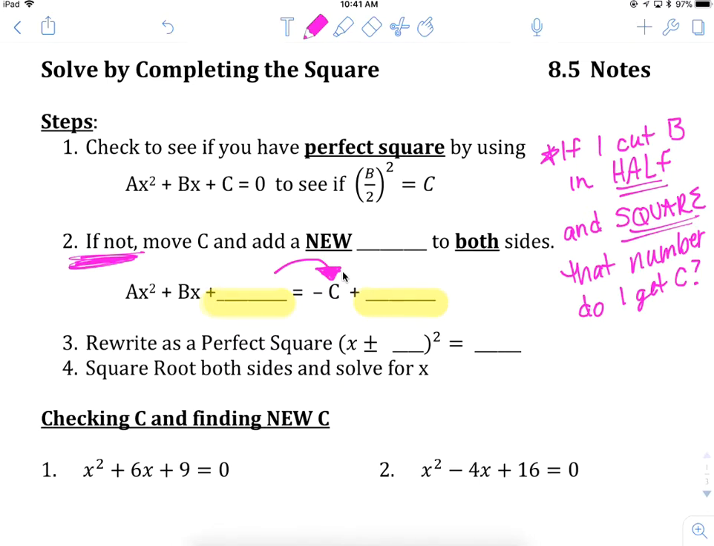Today we're going to be solving quadratics by completing the square. The front page of this note is really just teaching you to check and see if you have a perfect square so that you don't have to complete it. Okay, the example problems are going to be on the second two pages.